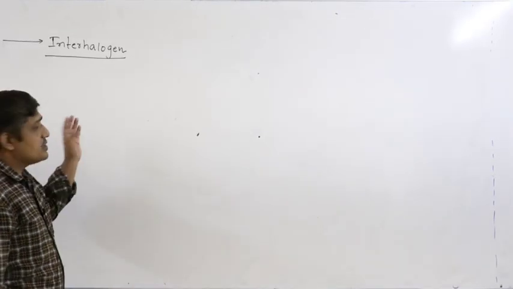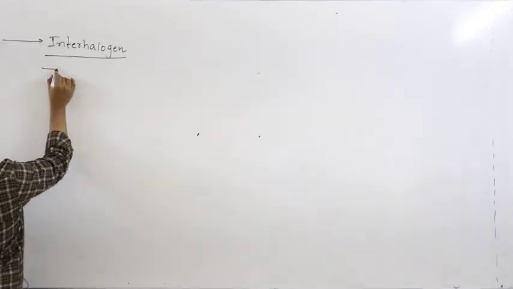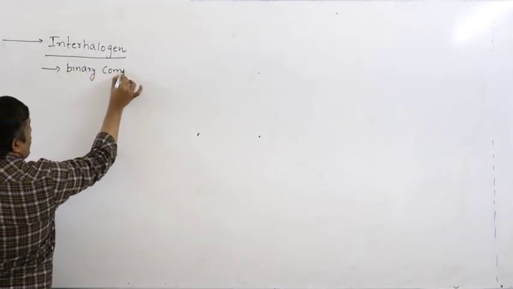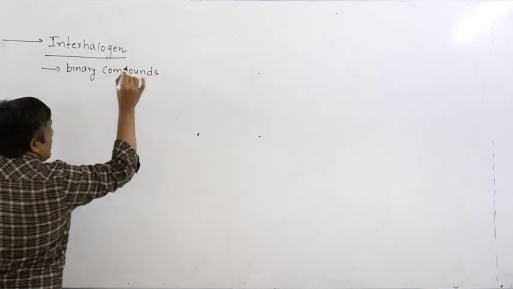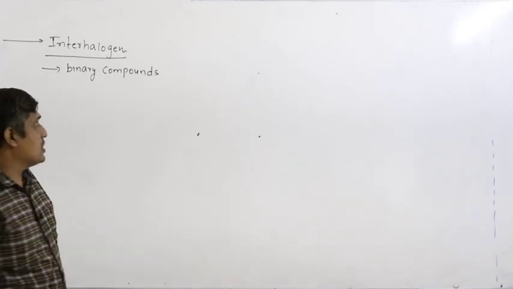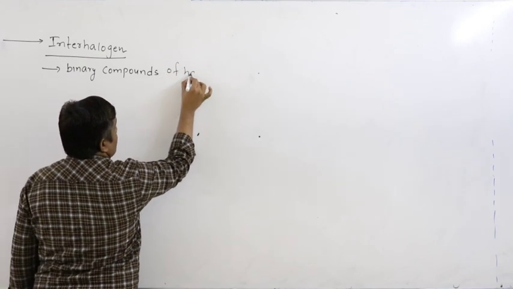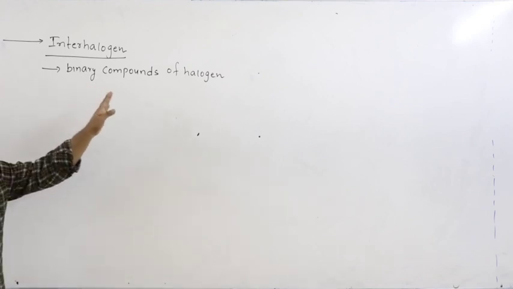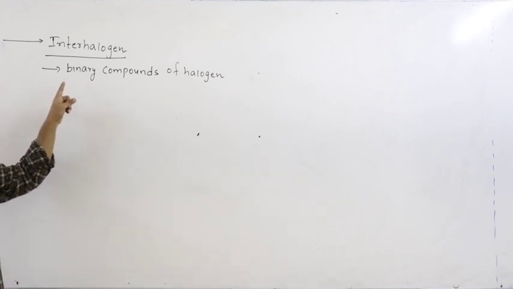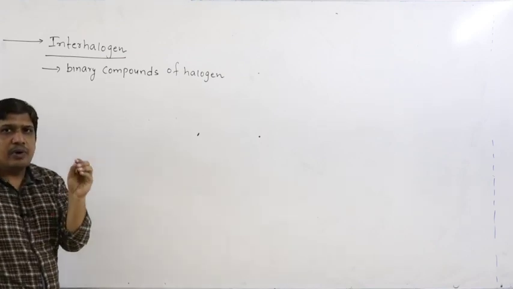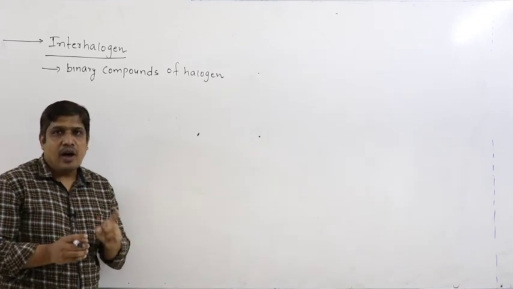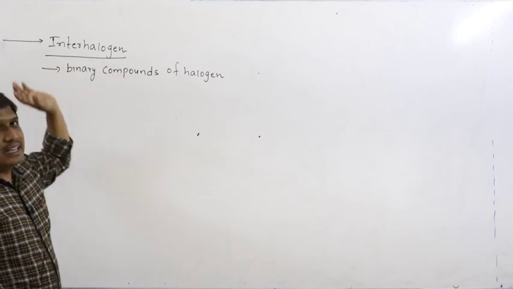Good morning. Today's topic is interhalogens. So let us try to understand what are interhalogens. Interhalogens are binary compounds of halogens. Binary means two. It's a compound formed by two different elements of halogen. That means two different halogens combine to form a binary compound which we call interhalogen.